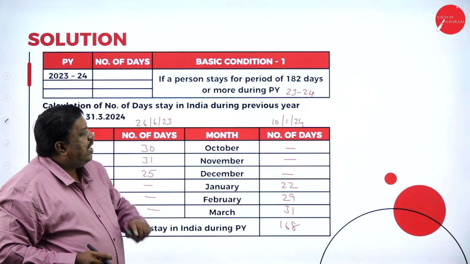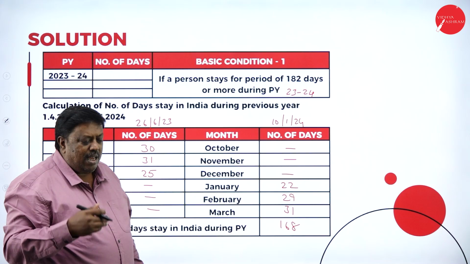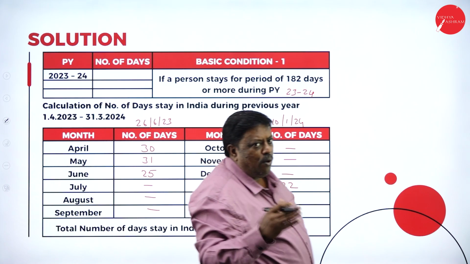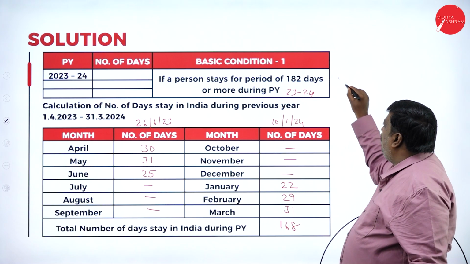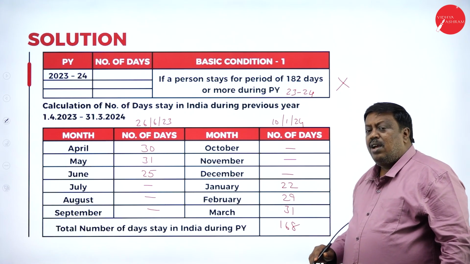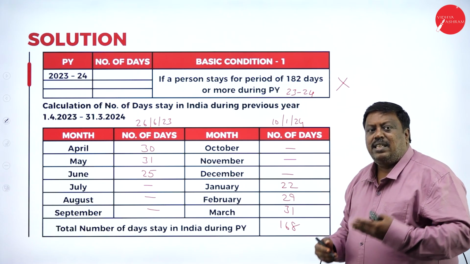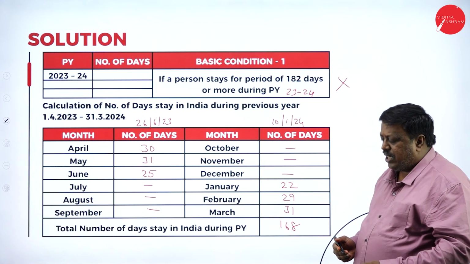What is my condition we have here? I should be in India for a period of 182 days or more. But I've stayed only for 168 days, so I couldn't satisfy my first basic condition. Whether I'm going to satisfy my second basic condition or not, let us check that.